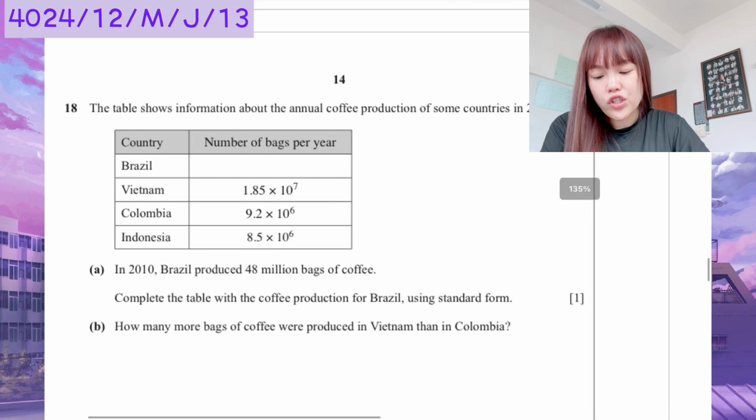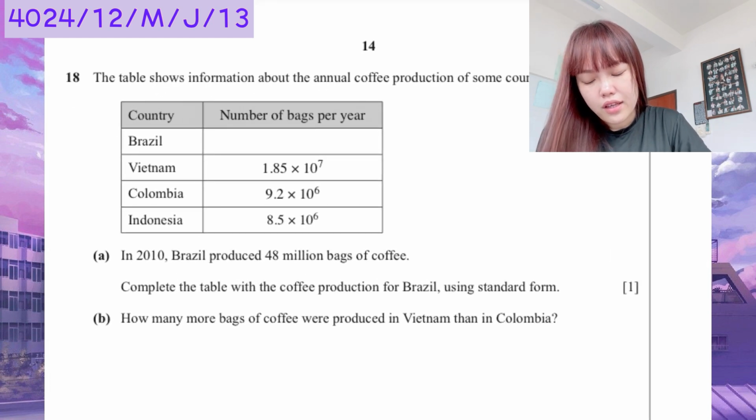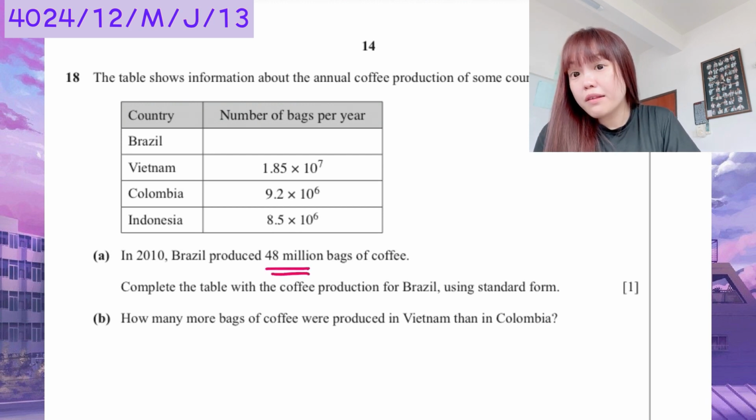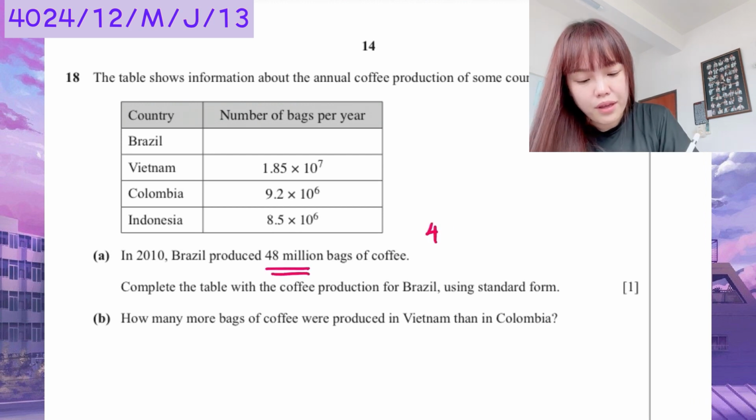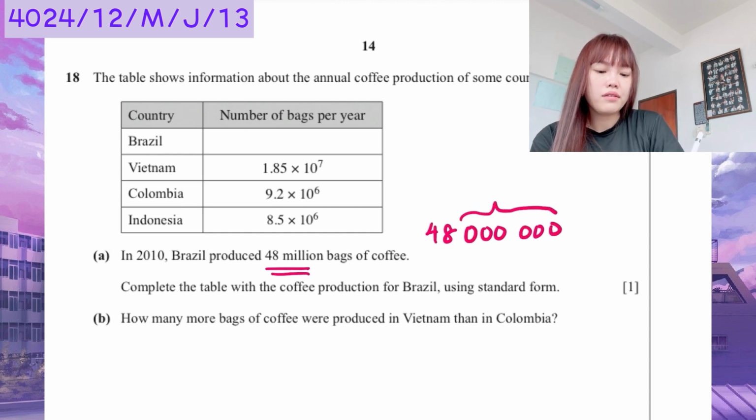Right, let's look at question 18. Okay, question 18. Brazil produced 48 million bags. Okay, 48 million. Million is 6 zeros, by the way. 48, 1, 2, 3, 4, 5, 6. This is million. How you wish you have 6 digits, 6 zeros in your bank account, right?